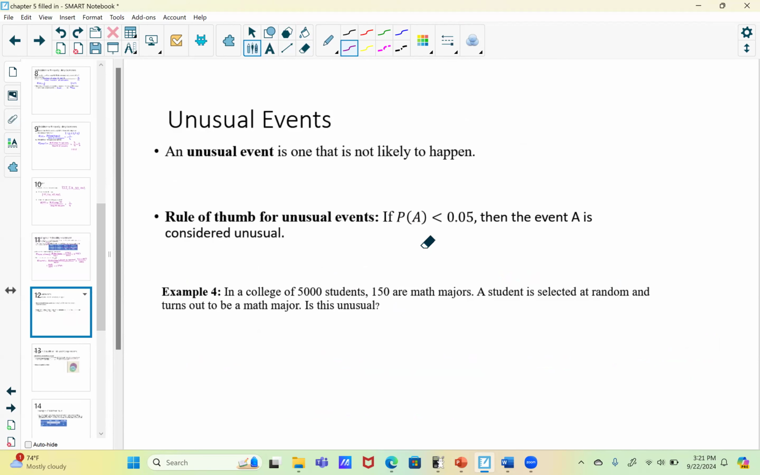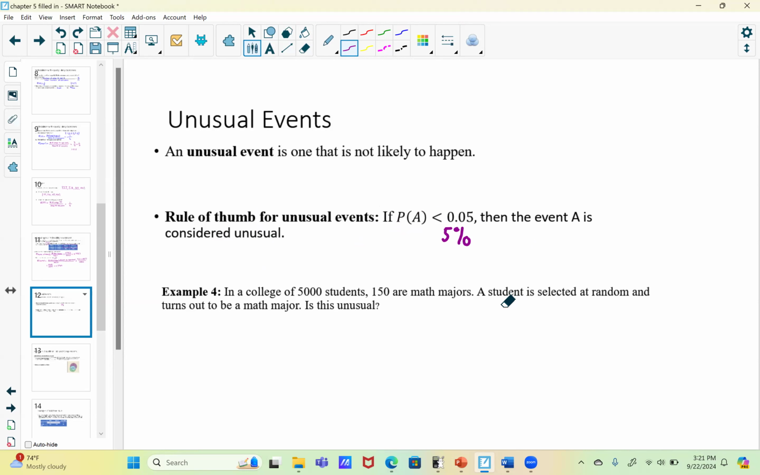The last thing in section 5.1 is talking about an unusual event. Unusual events are always something to take note of. Sometimes we get the probability of an unusual event because it's really rare, or because we made a mistake in the data, so they're always interesting to look at. An unusual event is one that's not likely to happen. There's no hard and fast rule, but the rule of thumb we are going to use is that if the probability of event A is less than 0.05, or 5%, then we consider the event unusual.